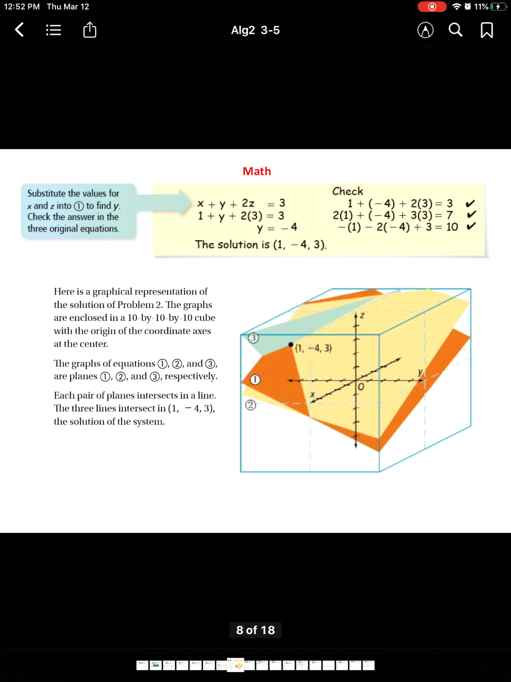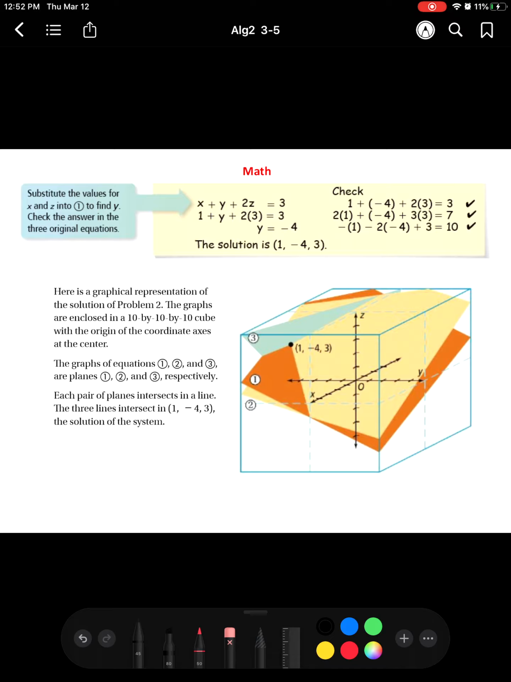Now, we substituted in one of the equations, which is x plus y plus 2z, and we found that y equals negative 4. The solution is written in an ordered triple, which is the way that we have.